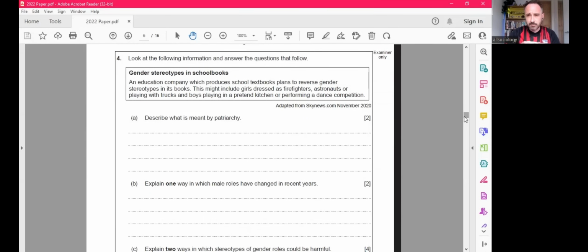Here we've got ourselves a little passage or an item. So let's have a little read through this. It says, look at the following information, answer the questions that follow. Gender stereotypes in school books.